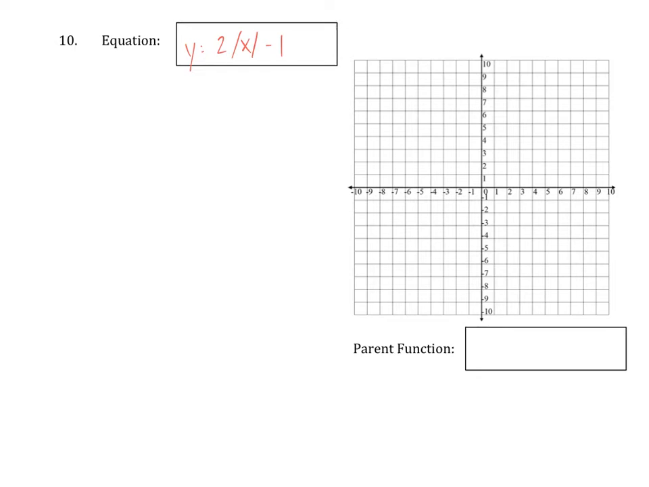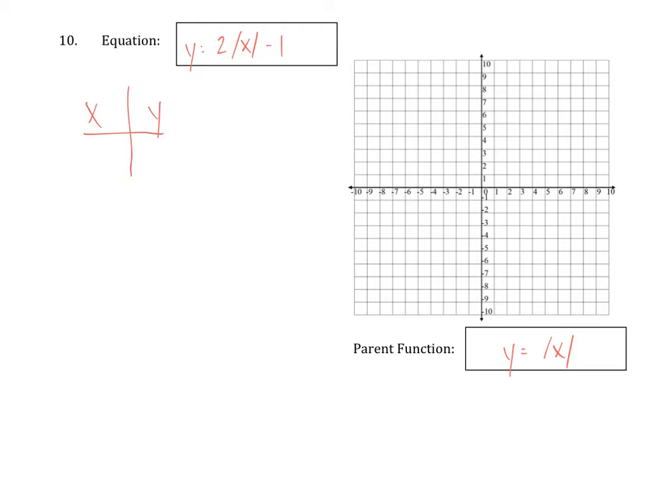So the parent function of this function is going to be your absolute value of x function. So we know that it's going to look like some sort of V shape. It could be upside down. It could be shifted off to the right and up, but this is what it's going to look like. So we'll make a table.